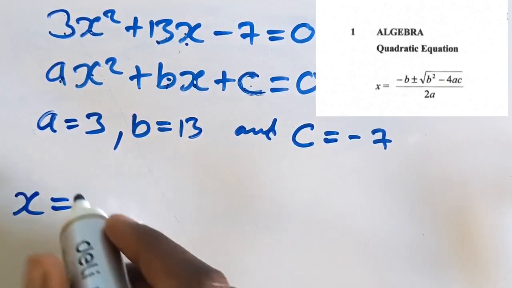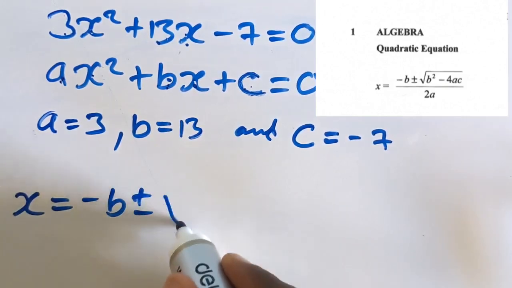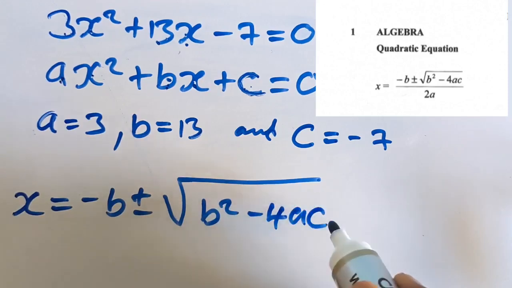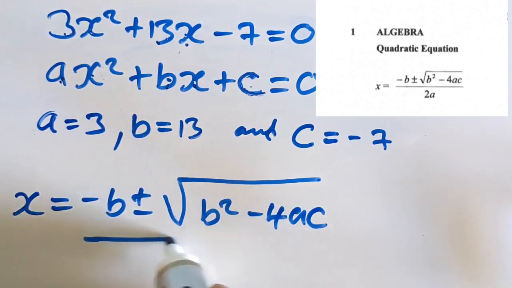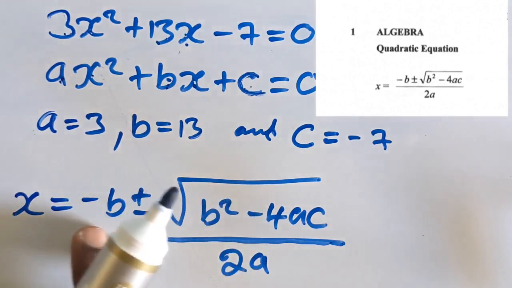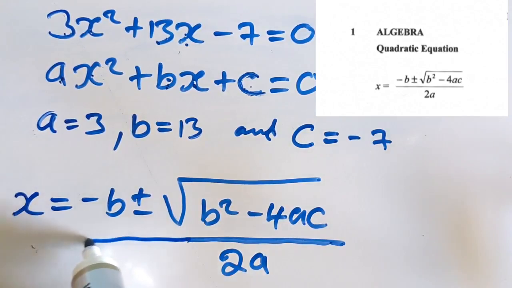You copy the formula as x is equal to negative b, positive or negative, root of b squared minus 4ac, over 2a. Make sure that the division sign comes from the side where the equal sign is beginning from, meaning that it is over everything. Don't make a mistake, otherwise you will find the wrong answer. Make sure that it comes from here.